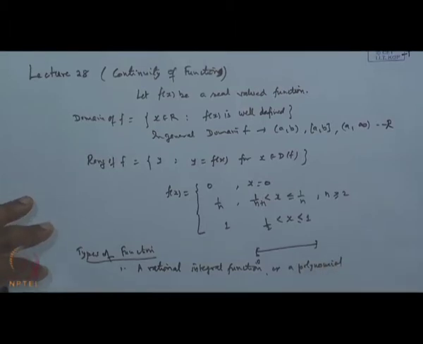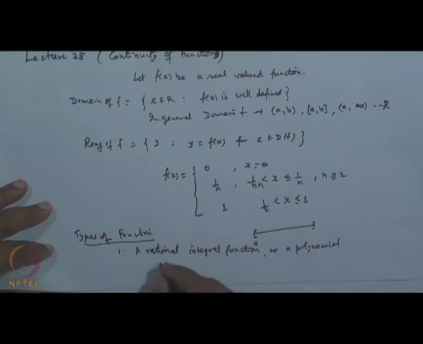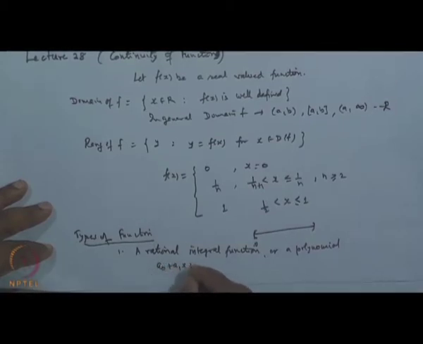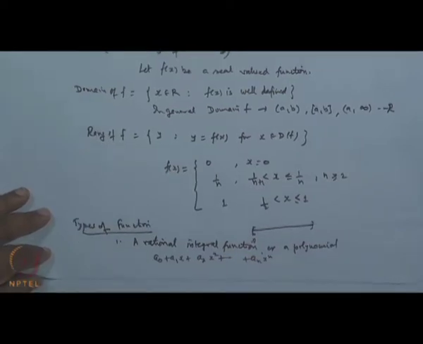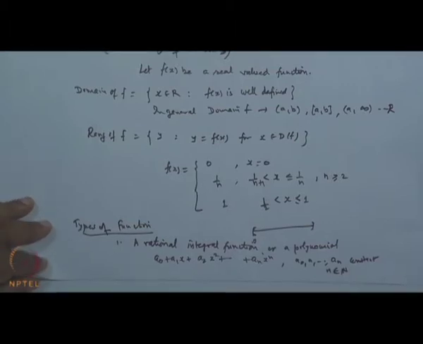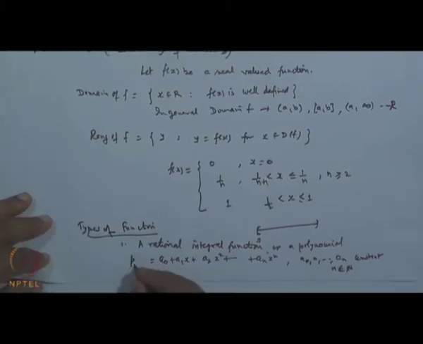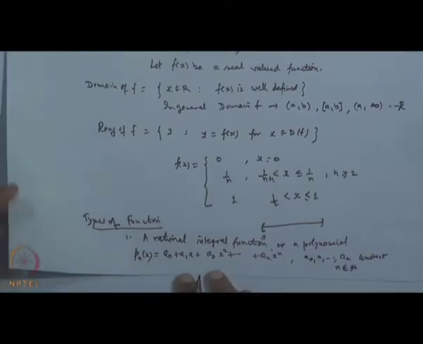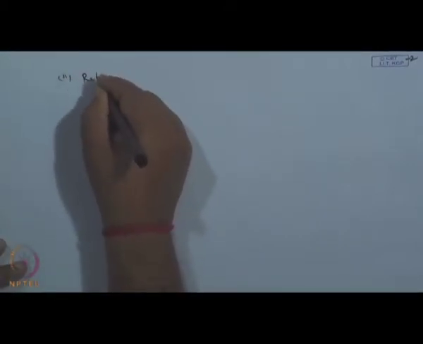It is of the form a naught plus a1 x plus a2 x square plus up to an x to the power n, where the coefficients a naught, a1, a2, up to an are all real constants, and n is a positive integer. This is also a function, and we denote it by Pn x, a polynomial of degree n. Another type of function which we come across is the rational function.